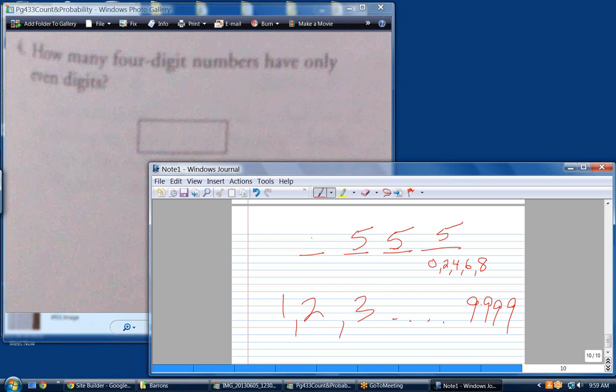Ah, that's the tricky part. The first number can only be 2, 4, 6, or 8. Oh, okay. 4 possibilities there. So the answer is 4 times 5 times 5 times 5. I would never have gotten that.